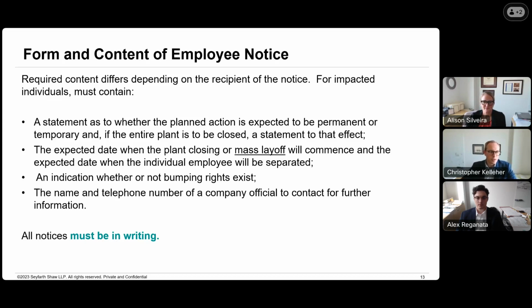The notice to the state rapid response team, as I mentioned, and to the chief elected official will be slightly different. It contains much of this information and a little bit more. There's also an option to provide more limited information to those state entities, but you need to keep all of the information to have it available if they request it. So that's the notice, and I think Allison in the next section is going to be discussing exceptions.